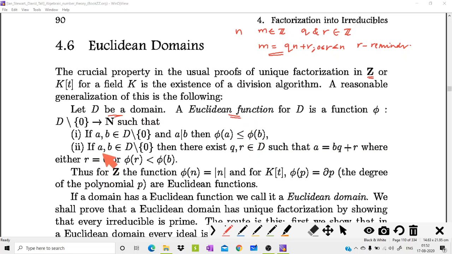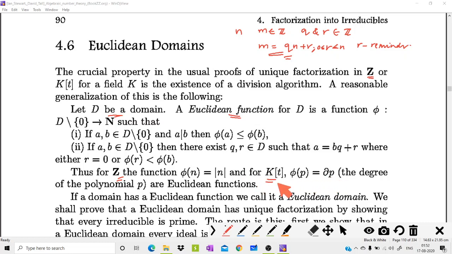And secondly, if a, b belong to D minus 0, then there exist q and r belonging to D such that a is equal to bq plus r, where either r equal to 0 or phi of r is strictly less than phi of b. If you consider the Euclidean algorithm in Z, we get phi of n equal to mod n as a Euclidean function on Z. Similarly, if you consider the ring of polynomials k of t, then the Euclidean function can be defined as the degree of the polynomial.